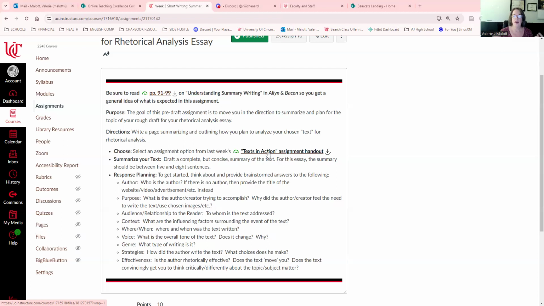The context. What are the influencing factors surrounding the event of the text? If it's a speech, what is the motivation for that speech, right? If you're choosing a political speech, it is an election year, a presidential election year. If you're choosing a speech, what is the context that influences that, right?